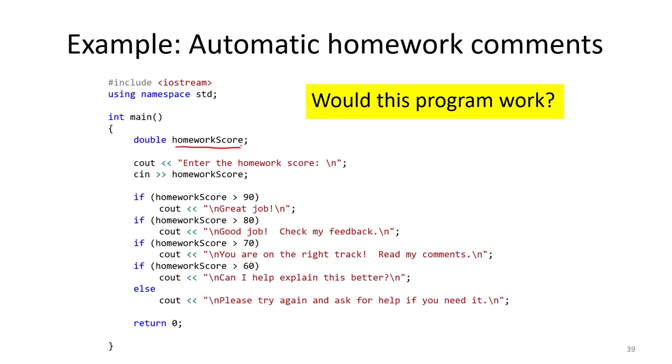Suppose we have our homework score. We declare that as a double variable, and then we take the input from the user. Then we have a bunch of if statements that would supposedly output the feedback based on the score. My question to you is, would this program work? In particular, if we scored above a 90, would we get the correct feedback every time? Take a moment and think about it.